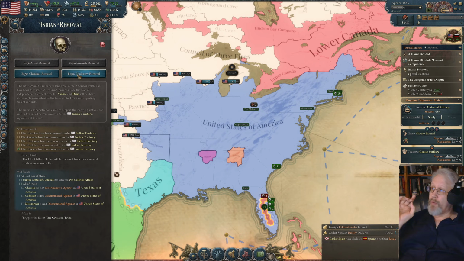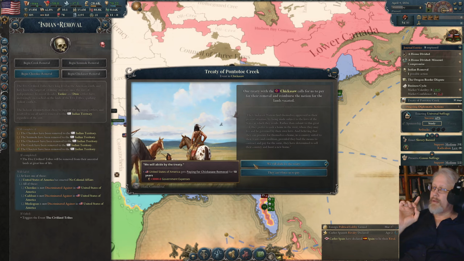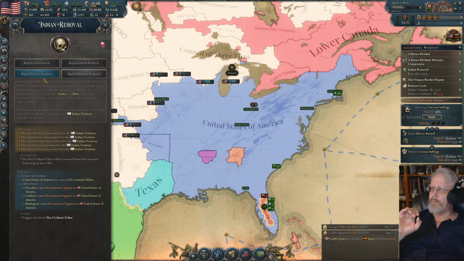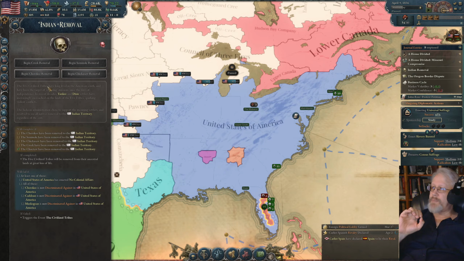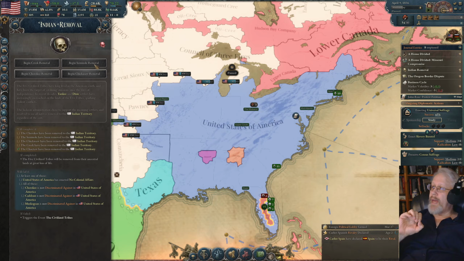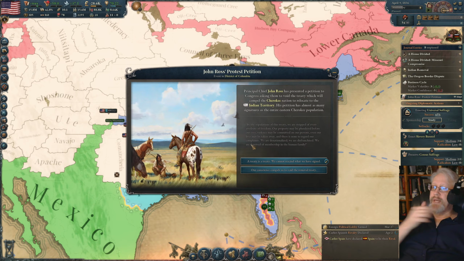But we're going to begin the Chickasaw removal, and we are going to go ahead and pay for it. I'll try to make it with less pain, but we are going to do the Chickasaw and the Cherokee removal, and the Seminole and Creek will be next once that happens there. And now John Ross protests.